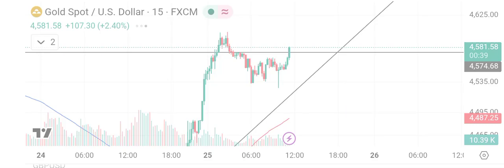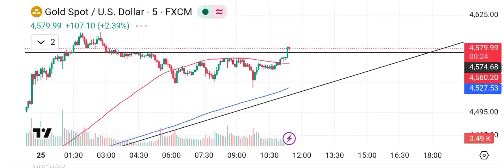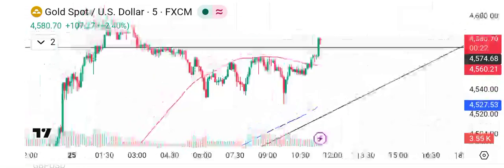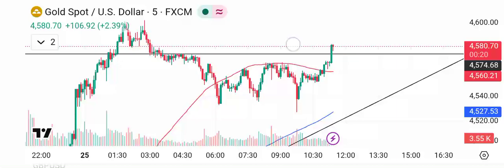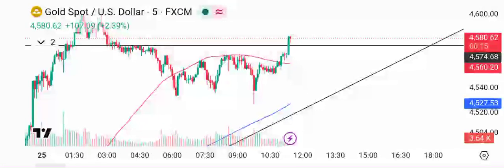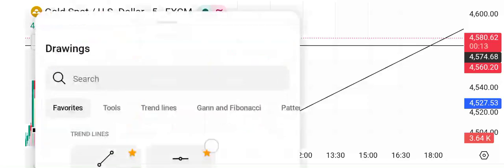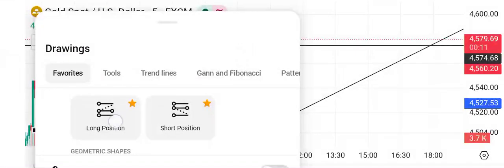So we place a buy position. Yes, this is the resistance which we have here. This is the immediate resistance zone. You can see a large bullish candle taking it out. So now we are opening a buy position from here, a buy position which is a long position, long.